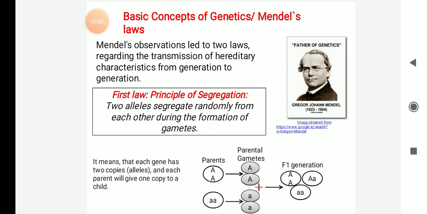So it means that each gene will have two copies, that is called alleles, and each parent will give one copy to the child. So parents, that is capital A and small a, will be divided into two alleles, A and small a, which will give either two small a, or capital A small a, or either two capital A. So this is how it is carried out.